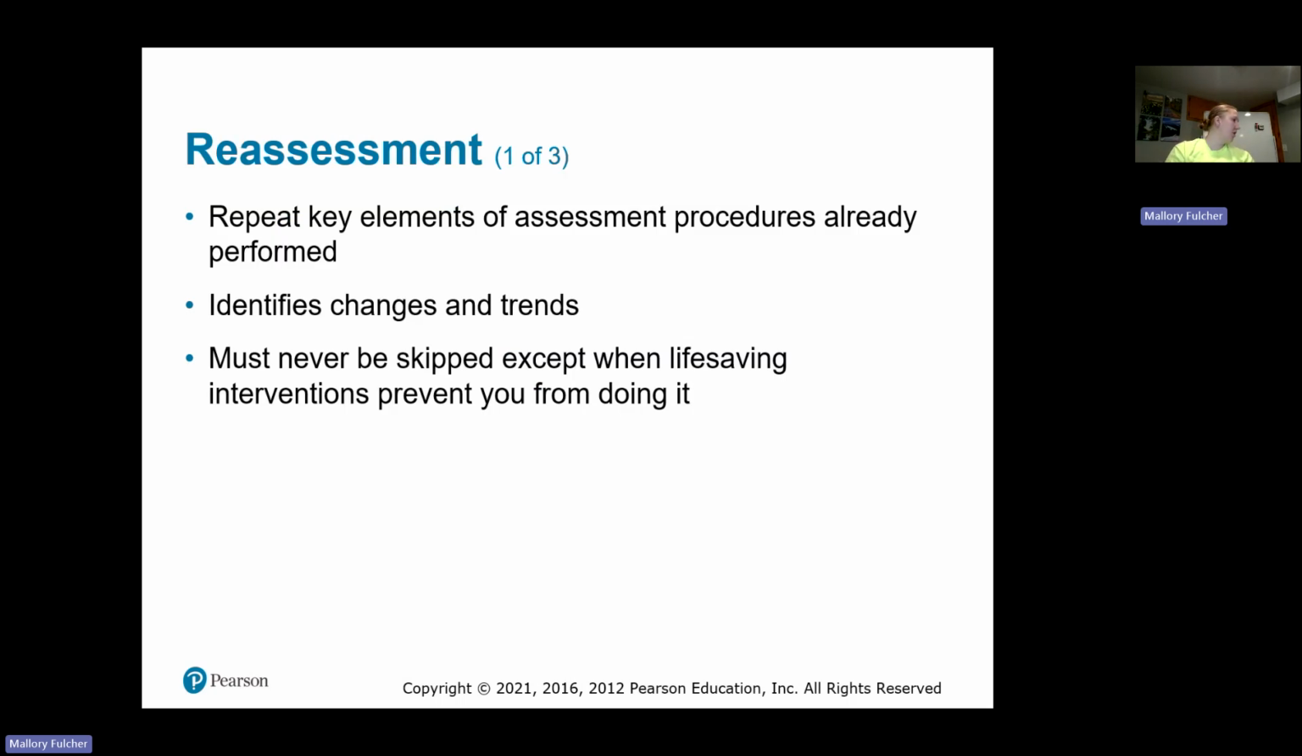Big thing here when we are reassessing is that we want to identify any changes or any trends. So with those vital signs, where's their blood pressure going? Is it continuing to rise and elevate? Is it getting lower? With our interventions, have things kind of normalized? Where are we at with everything, right?